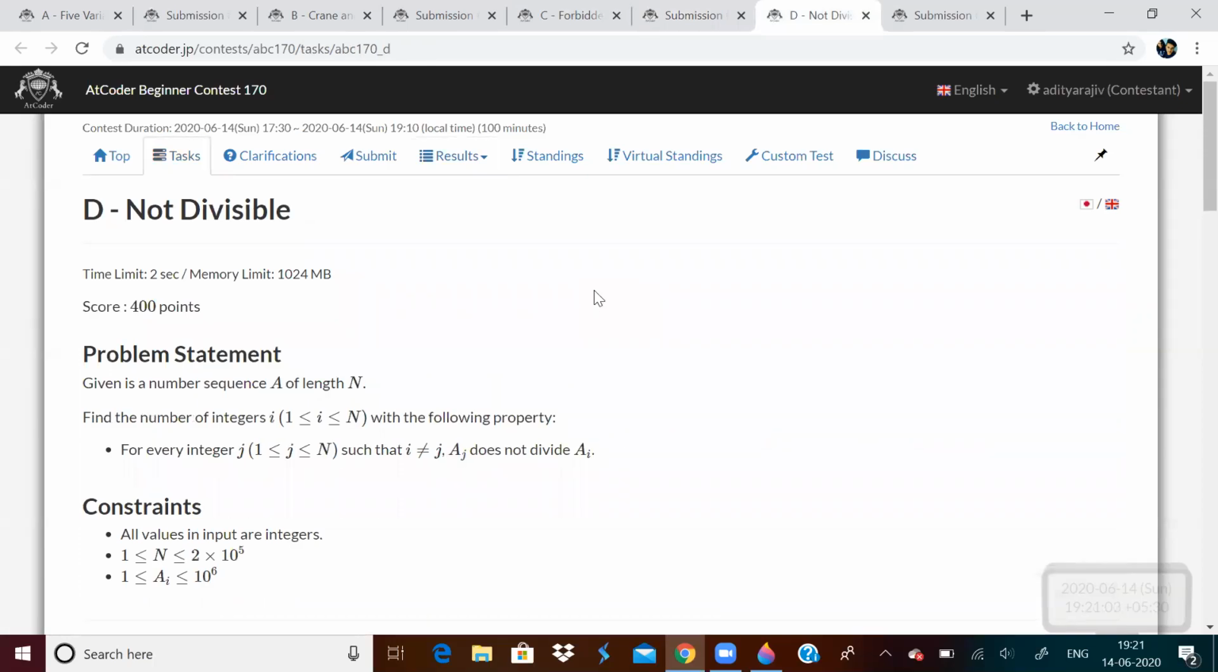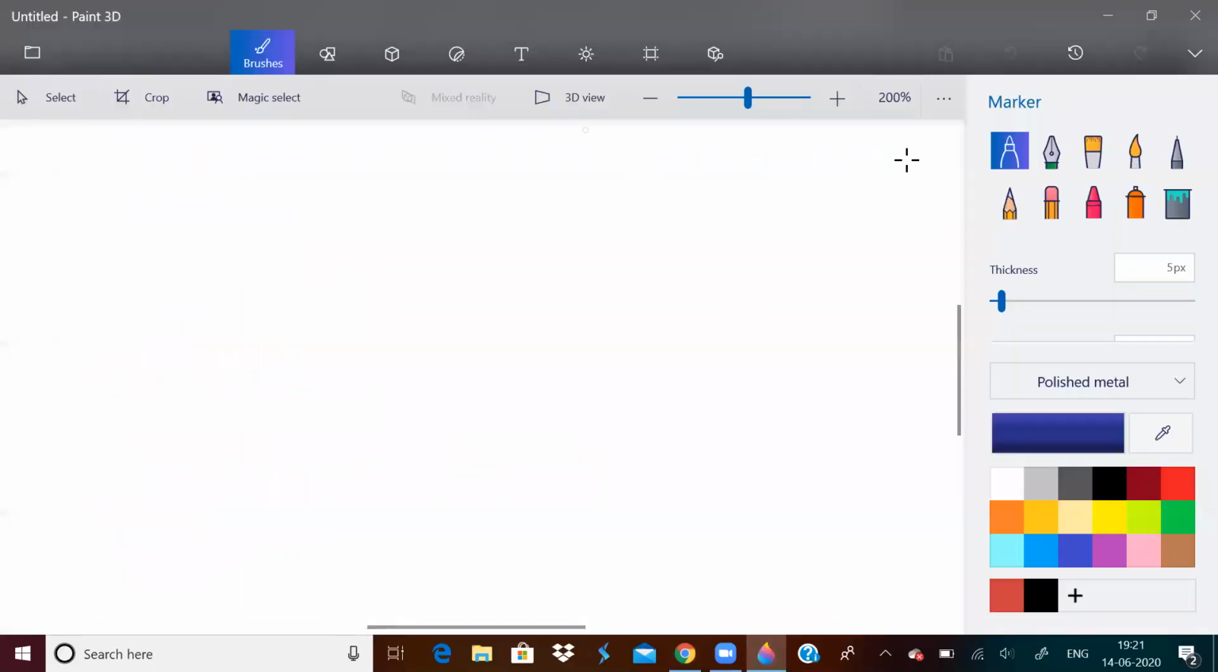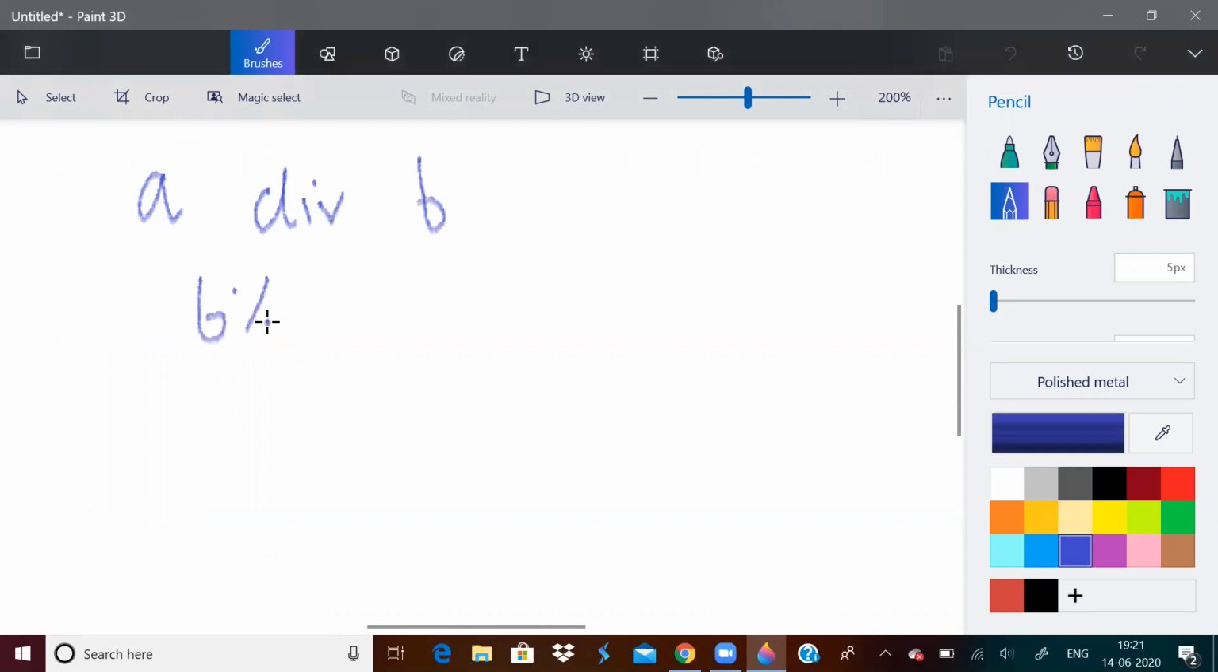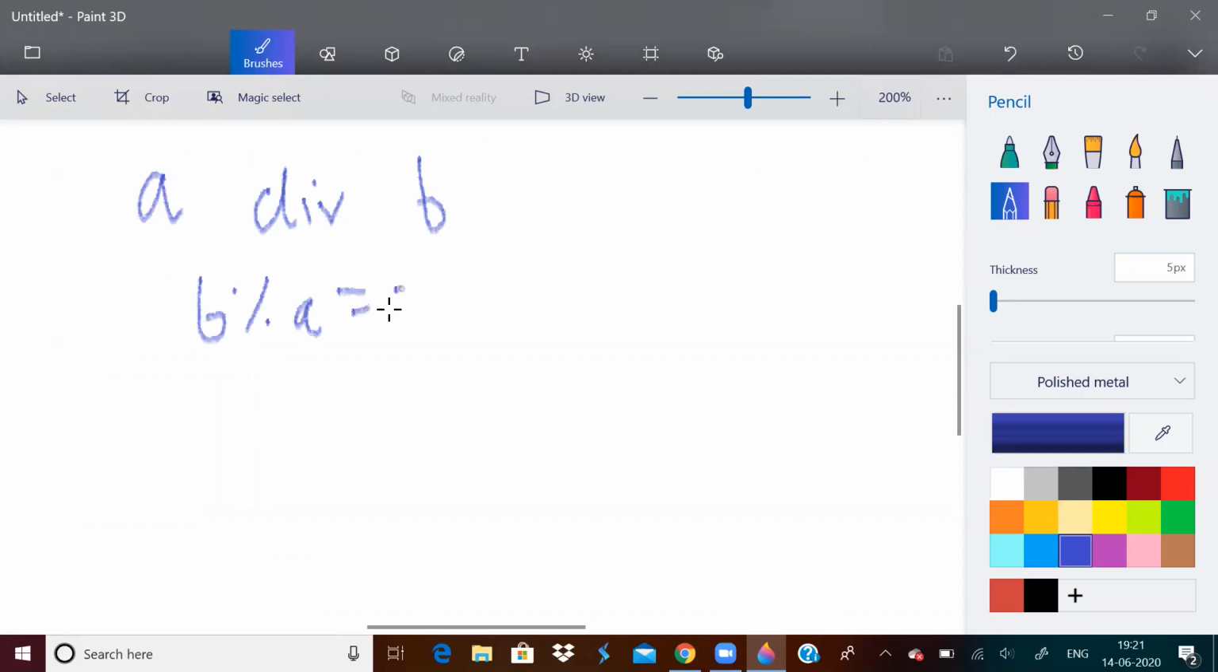Let's look at the fourth one. Very small statement. Given a number sequence A of length n, find the number of integers I which have the following property. For every j such that I is not equal to j, A of j does not divide A of I. This statement means what? What does it mean by A divides B? That means B mod A is equal to 0.